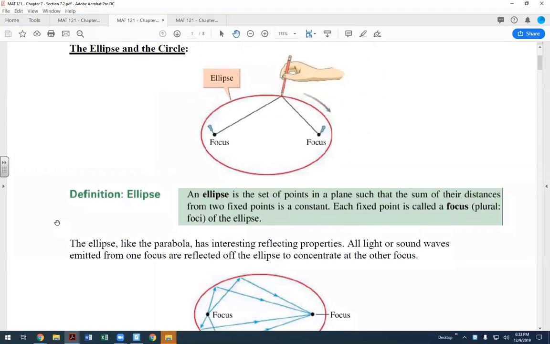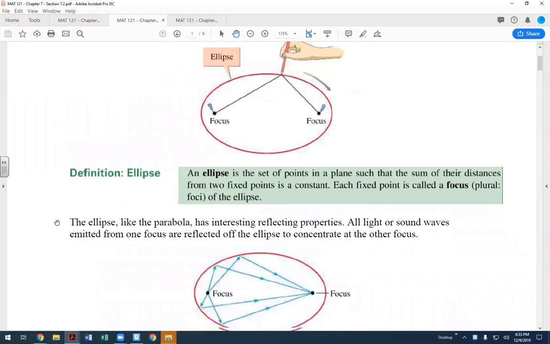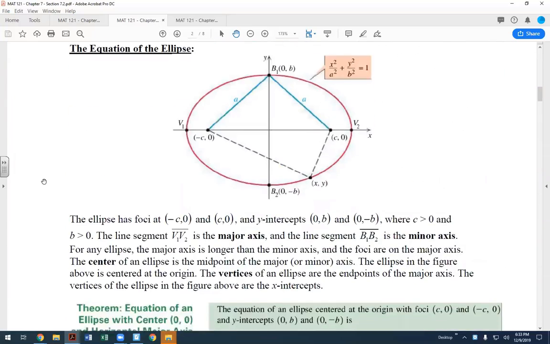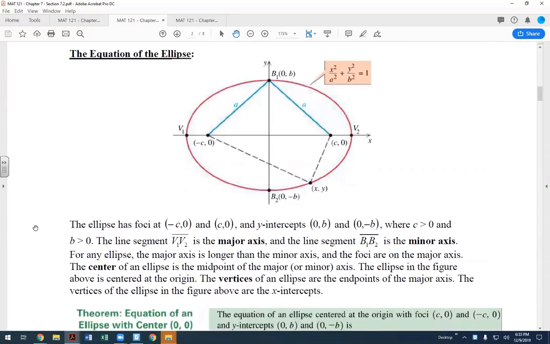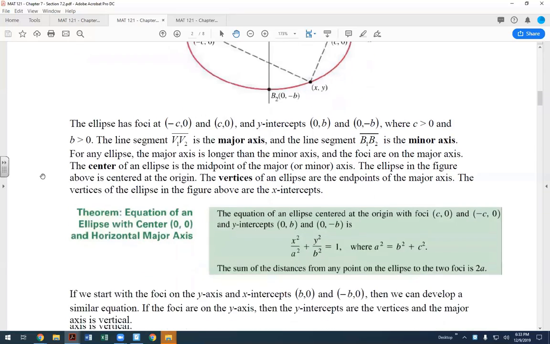So just as a definition, we are saying an ellipse is a set of points in the plane such that the sum of their distances from two fixed points is a constant. Each fixed point is called a focus, or of course the plural would be foci. Now, just like we have parabolas that can open up and down, or left and right, with ellipses you can have this shape, which is what we call having a horizontal major axis. So that means it's horizontally oriented.